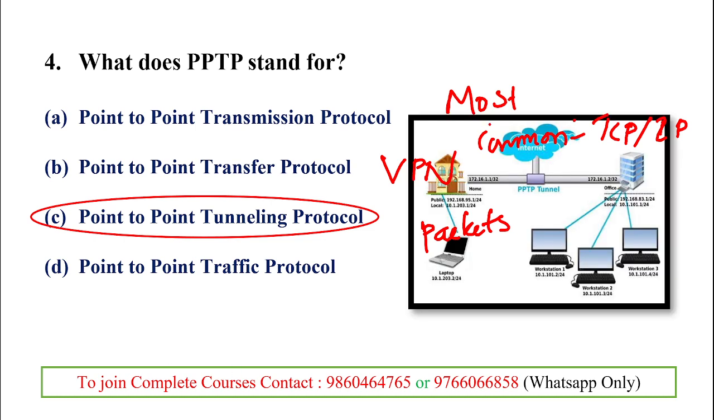This is the picture that shows the PPTP tunnel. You can see the public or home device, which you can connect from home, and through the PPTP tunnel the data is transferred to the office, or from the office it can transfer to another workstation. So PPTP will secure the data from one place to another place.